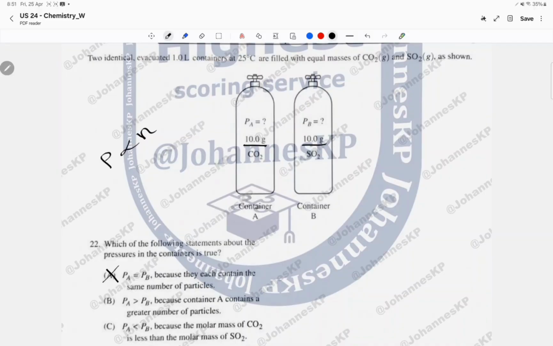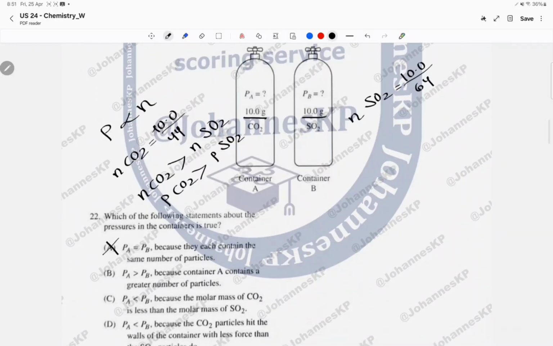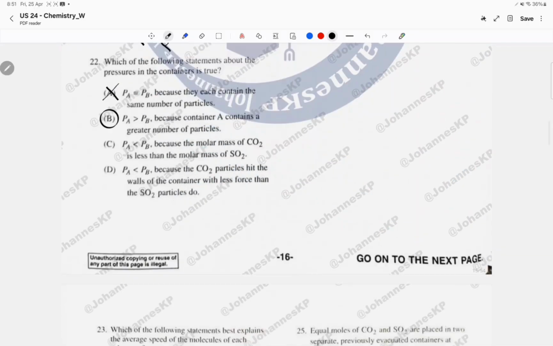All right. Now, let's just find the moles of CO2. That's going to be 10 divided by 44. And also find the moles of SO2, which is 10 divided by 64. And so obviously, n of CO2 is going to be more than the n of SO2. Therefore, the pressure of CO2 is more than the pressure of SO2. So, yeah, more moles means more gas particles.